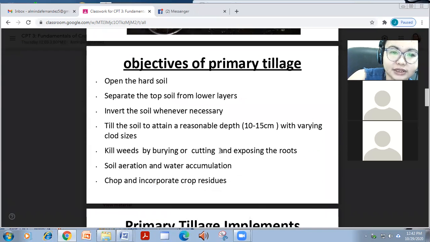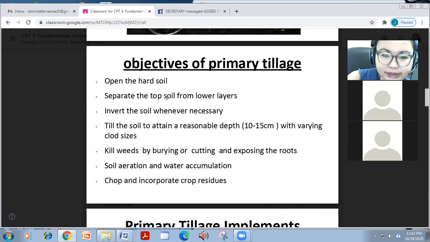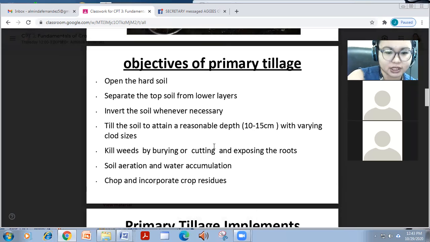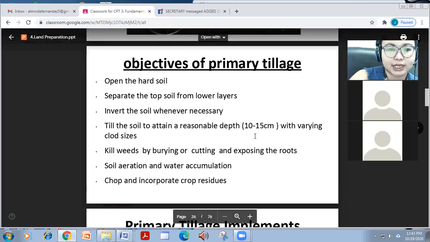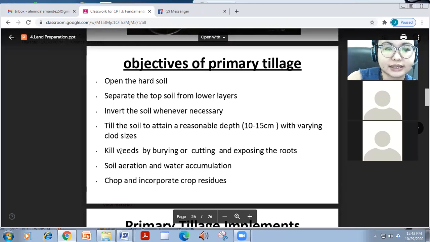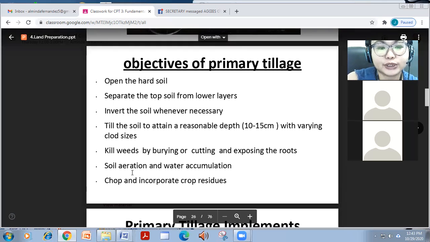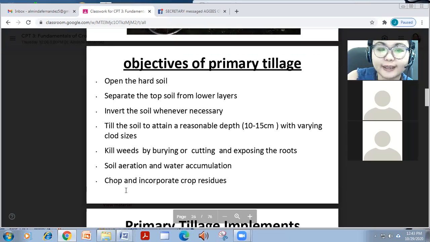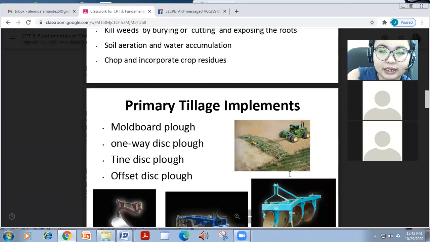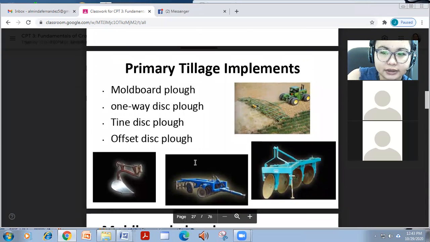So the objectives of the primary or first tillage are to open the hard soil, separate the topsoil from the lower layers, invert the soil whenever necessary, and till the soil to a reasonable depth of about 10 to 15 centimeters with varying plant sizes, to kill weeds or bury them, cut and expose the roots for soil erosion and water accumulation, and chop and incorporate crop residues. So these are the primary tillage implements.